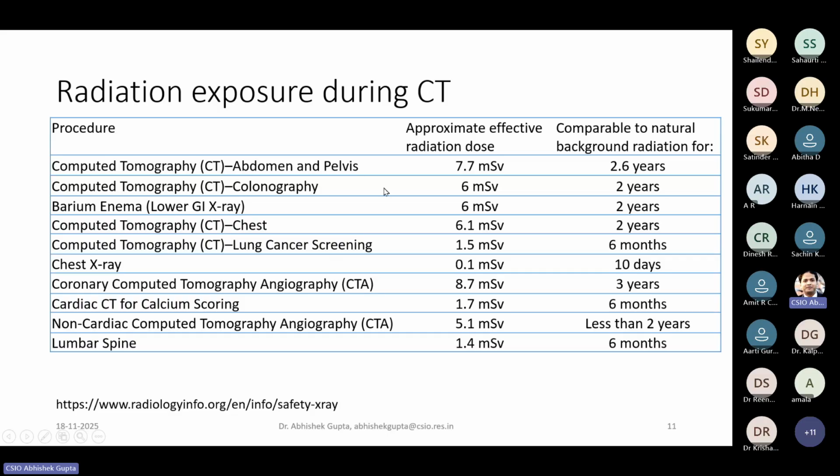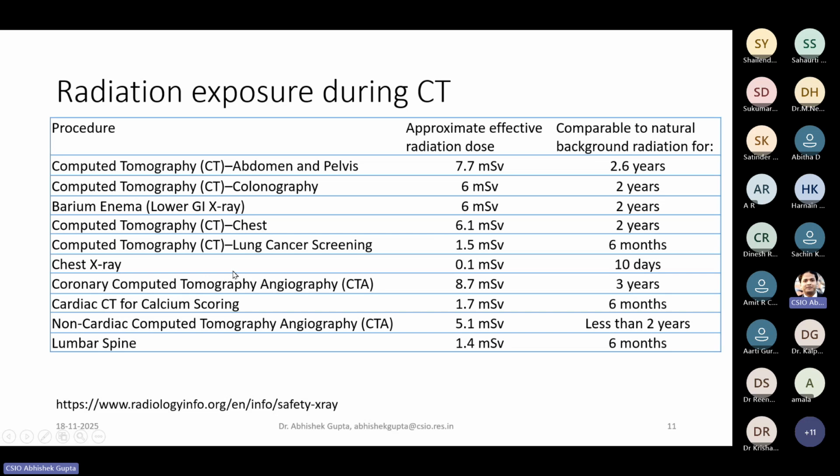So if we compare the CT image or X-ray image, the different variations of X-ray based on radiation. This table is taken from one of the articles. Roughly, we can say that a chest X-ray takes around 0.1 millisievert, and an abdominal pelvis CT takes around 7.7 millisievert. So it is around 77 times.